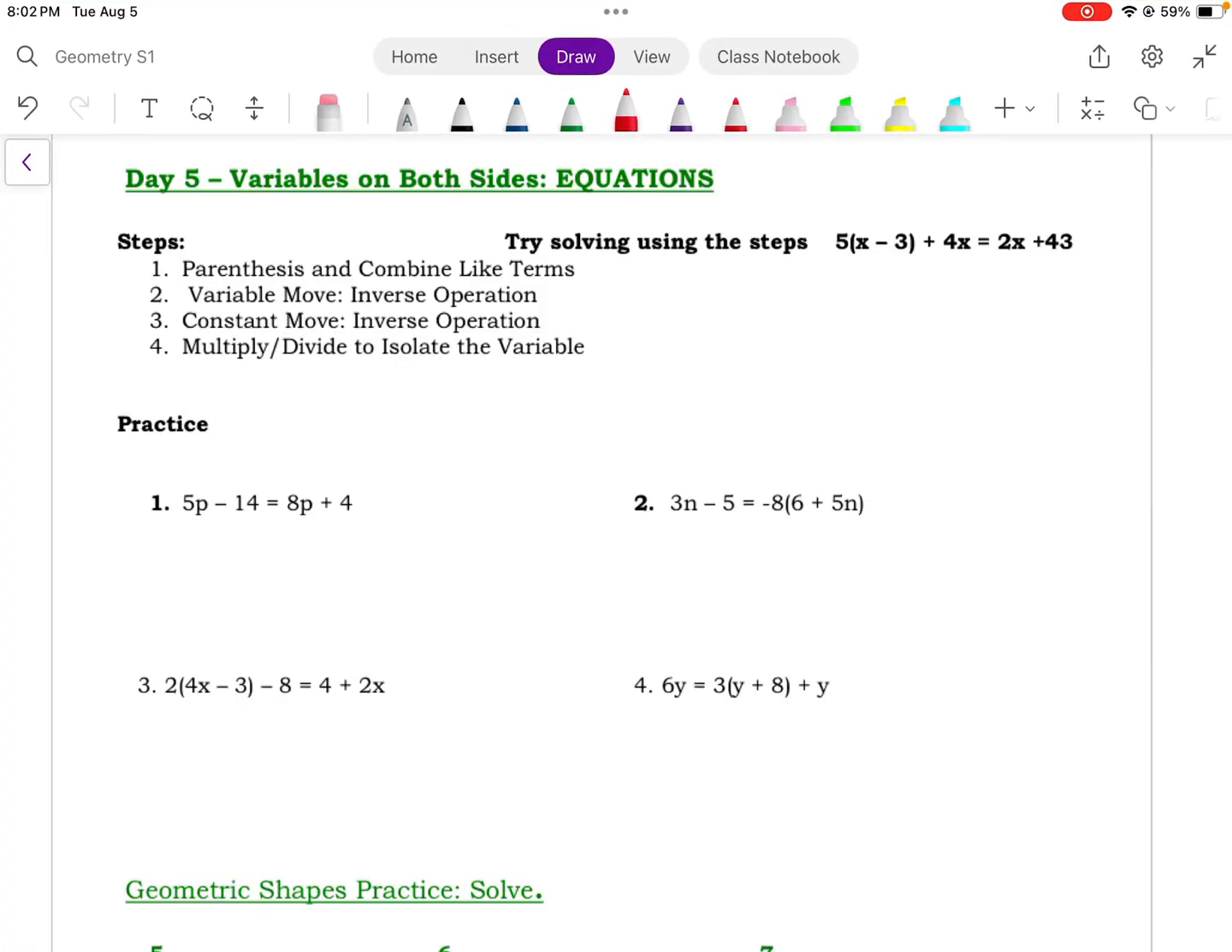All right, we're finally on day 5 of our very first unit. So good job sticking it out. Let's keep it going. So variables on both sides.